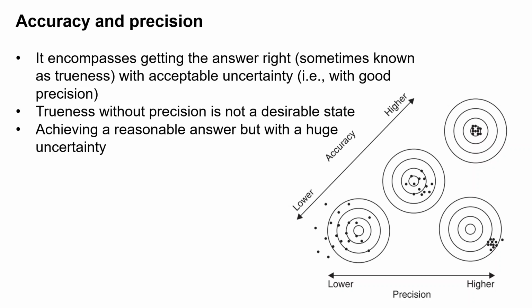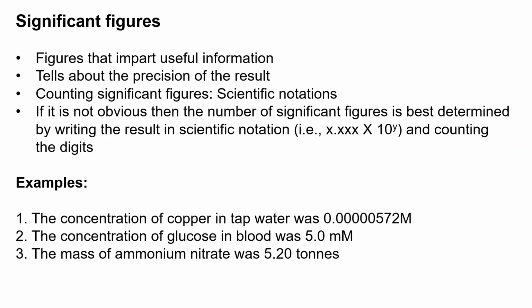To achieve a reasonable answer, we must have a set of data that has accurate measurements, and their precision must also be good, because accuracy and precision directly deal with the repeatability and reproducibility of your experiments. So both things are very important for analytical measurements.